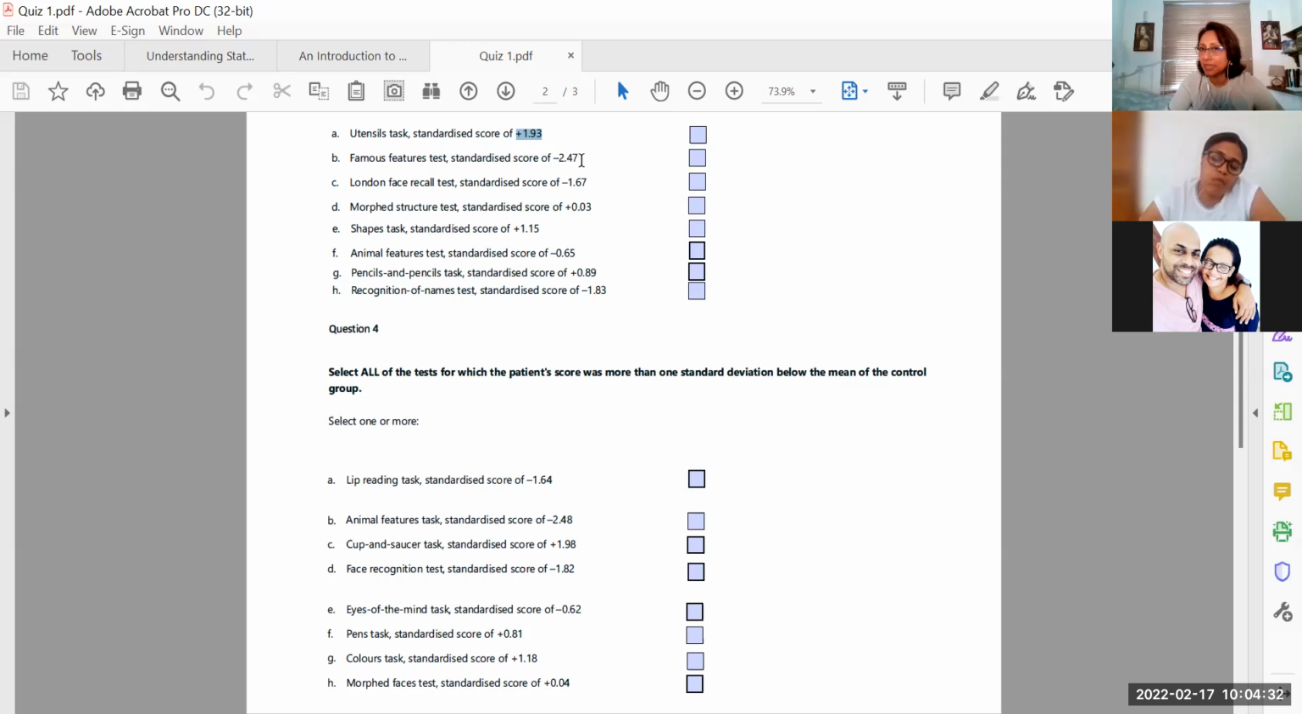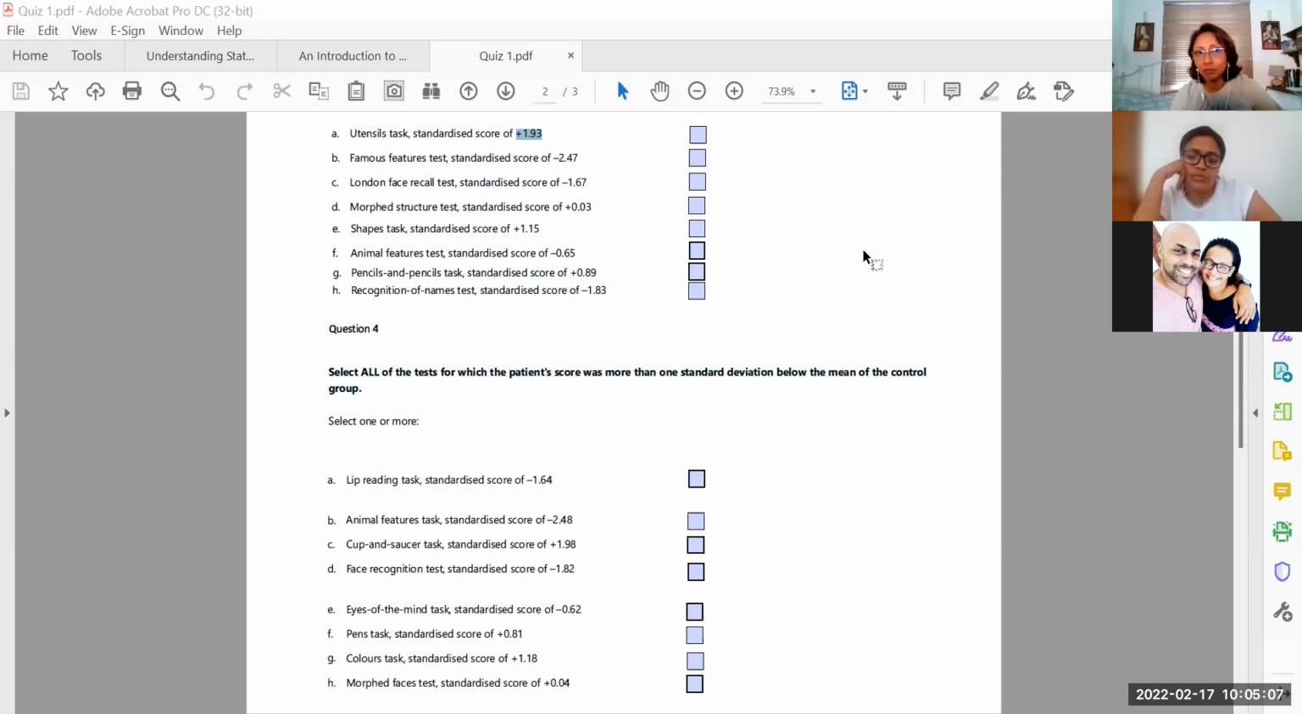B is minus 2.47. Again, it is far away from within one standard deviation. If it's less than -1, yes, but this is minus 2.47, so that's also not there. The London Face Recall Test is minus 1.67, which is more than one standard deviation below the mean, right? Minus means below the mean.